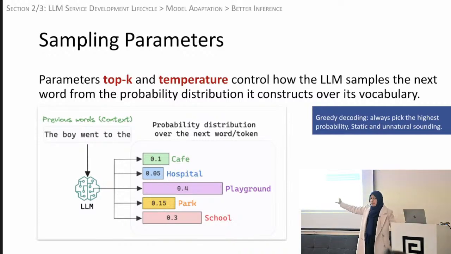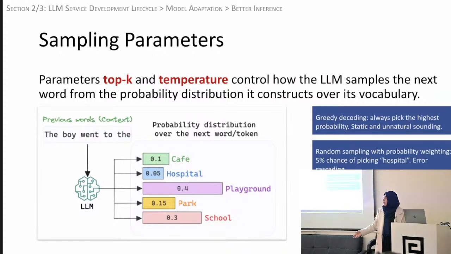So we want to give it some randomness. We don't want it to always just pick the most likely next word. But if we allow it too much randomness, then it could end up picking very unlikely words as well. Like hospital, in this case, has only a 5% chance. But 5% of the time, it could pick hospital. So we don't want it to do that either. We want to give it some randomness, but we want to restrict that randomness also. So we use top k and temperature to restrict that randomness.